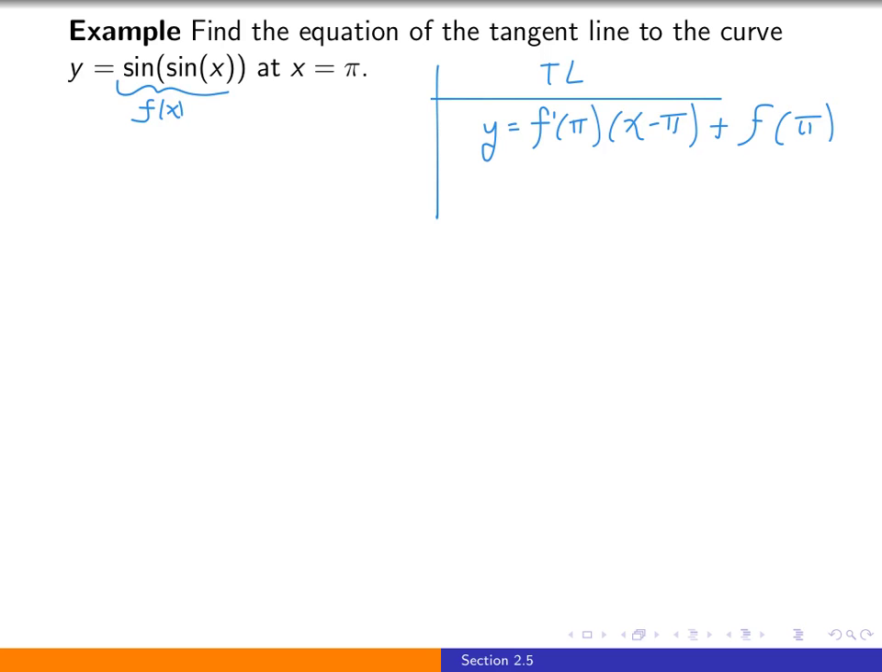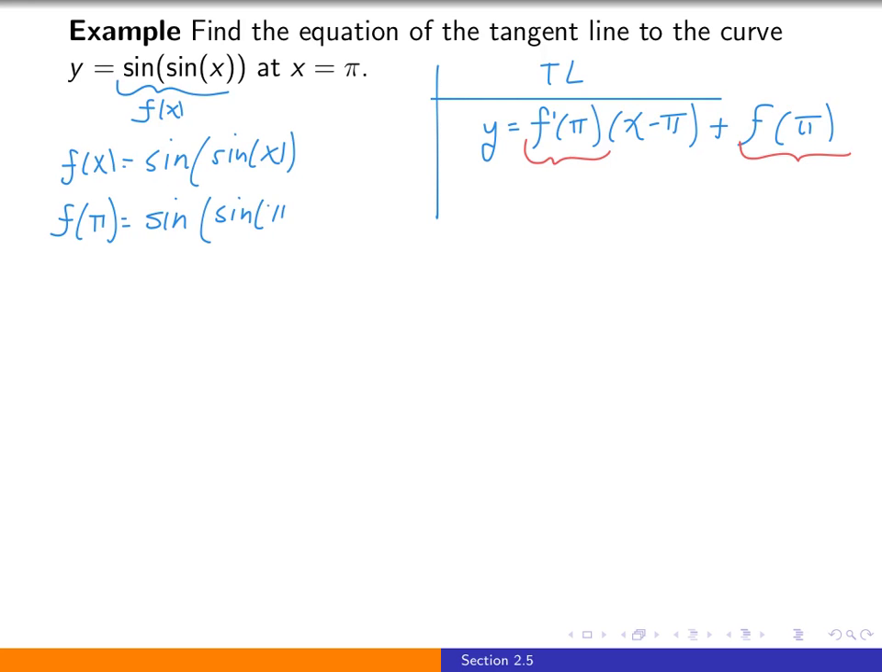So we need to do two things once again. Determine the function value f of pi and find the slope of the tangent line, f prime of pi. So let's first take care of the function evaluation. So if f of x is sine of x, that tells us that f of pi will be sine of pi. Sine of pi is a common value. It is 0.